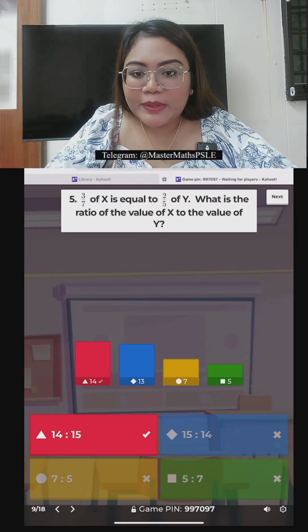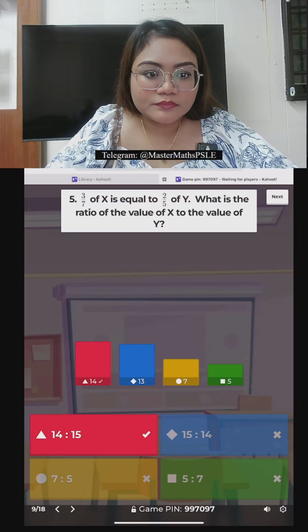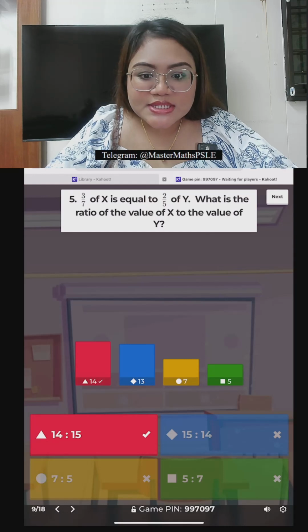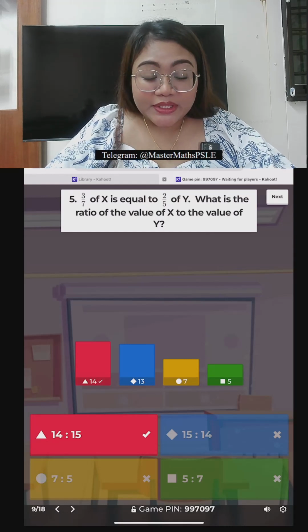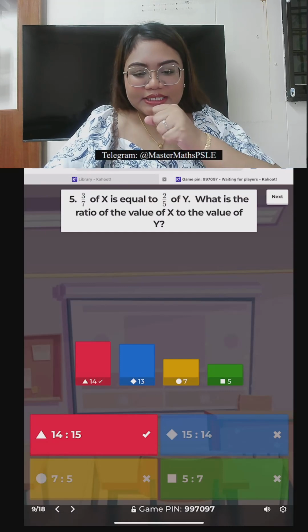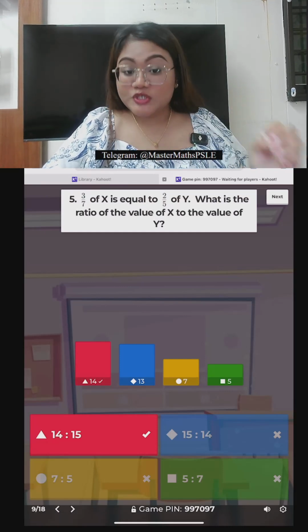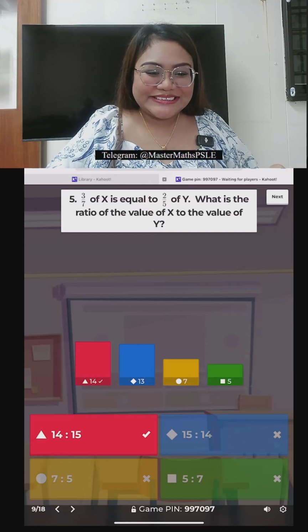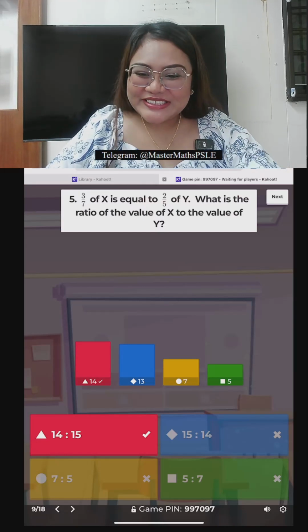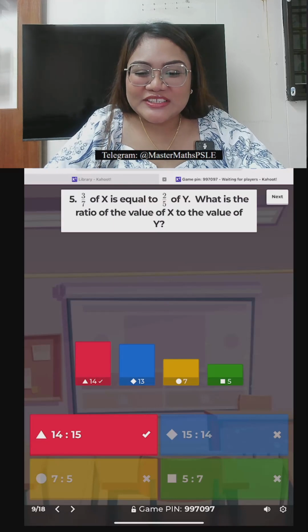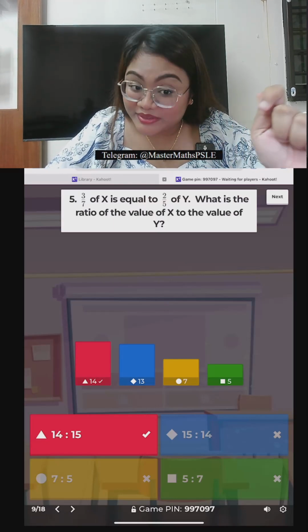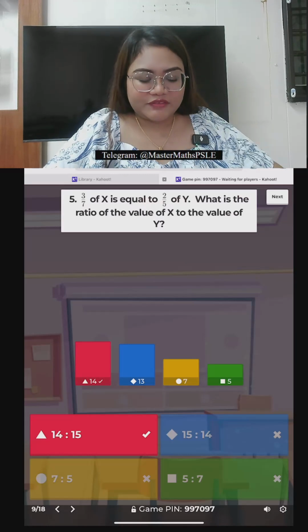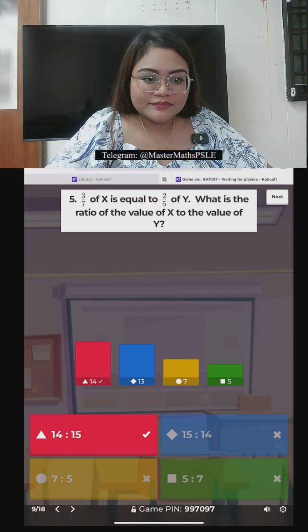Okay, by the way, guys, the answer should not be 15 is to 14. I'm pretty sure you guys chose 15 is to 14 because you did a wrong method. So why is the answer not 15 to 14? Okay, let's take a look.